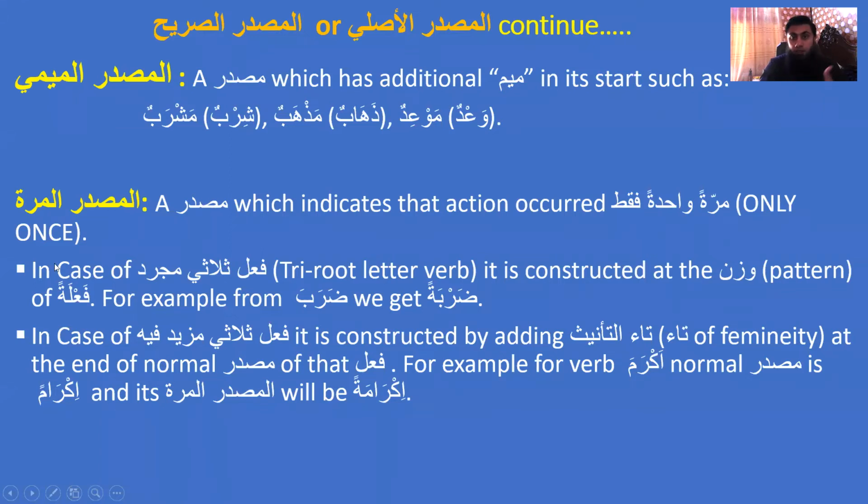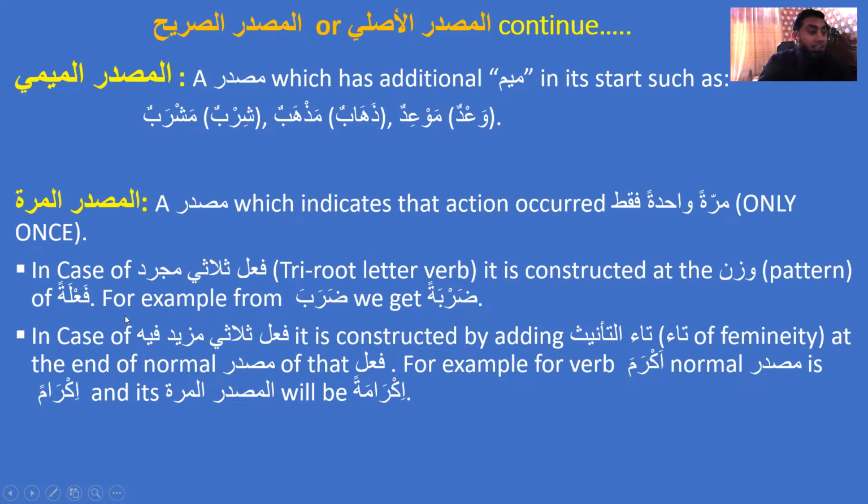Okay, for example, a bit of further explanation of this one is in the case of fi'l sulasi mujarrad. Now, we all know that a fi'l is either sulasi, which means it has only 3 root letters, or it is sulasi mazid fihi, which means that it has additional letters on top of the 3 root letters, right? So again, it's additional knowledge for us. And what is that? That al-masdar al-marra, in the case of fi'l sulasi mujarrad, its template is that you simply derive it on the template of fa'latan. For example, daraba, okay? If I want to derive masdar al-marra from daraba, it will be darbatan.